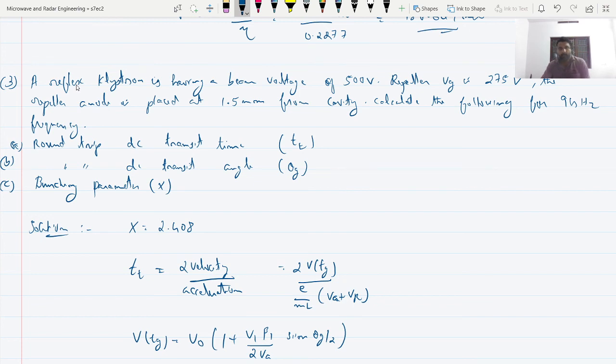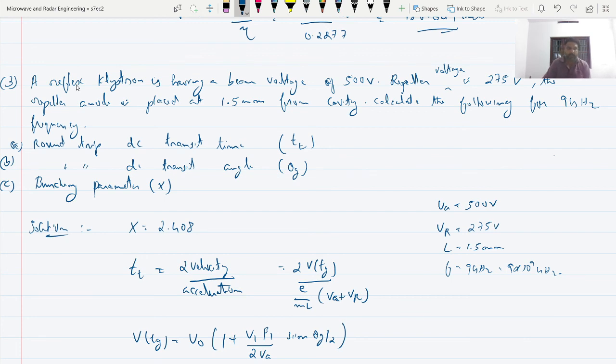Vg is 275, ripple anode Vr is 1.5 millimeter from cavity, that is L is nothing but 1.5 millimeter. F is also given, 9 GHz. Okay, you have the beam voltage, that is Va is nothing but 500 volt given. Va 500 volt, ripple voltage Vr is 275 volt. Ripple space L is nothing but 1.5 millimeter. Frequency is 9 into 10 raised to 9 Hz.